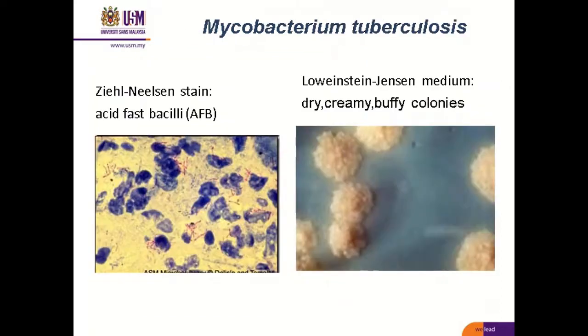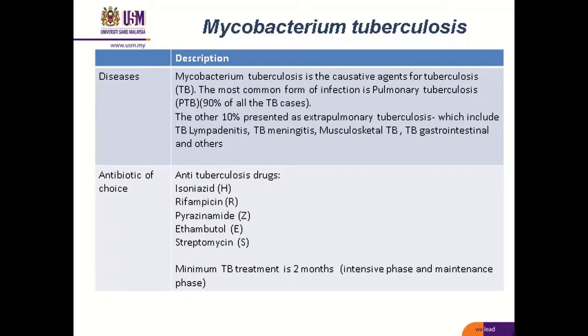Mycobacterium tuberculosis, we can use Ziehl-Neelsen staining because it is an acid-fast bacillus, and it is cultured on Ogawa or Lowenstein-Jensen medium, where we can observe it as dry, creamy, buff colonies. Mycobacterium tuberculosis is the causative agent for tuberculosis. The most common form of infection is pulmonary tuberculosis.